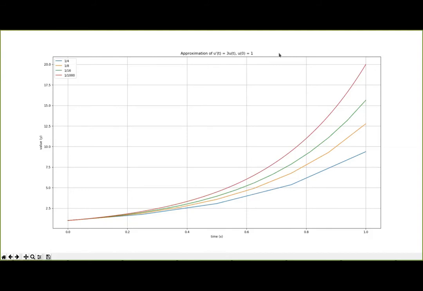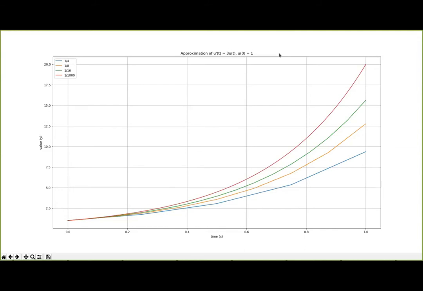On the other hand, we've got different step sizes here. For example, 1 over 4, 1 over 8, 1 over 16. As you can tell, as the step size decreases, as I keep halving the step size, these curves get closer and closer to the actual solution.